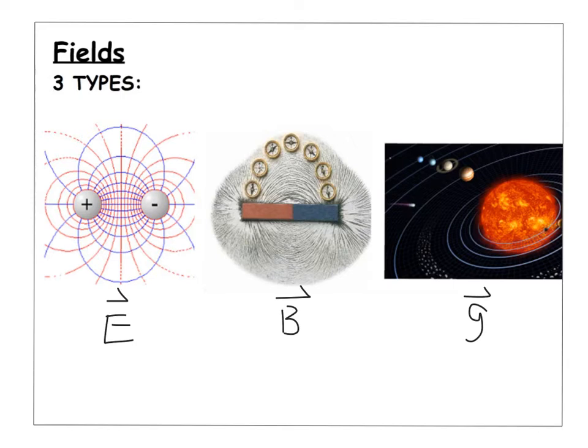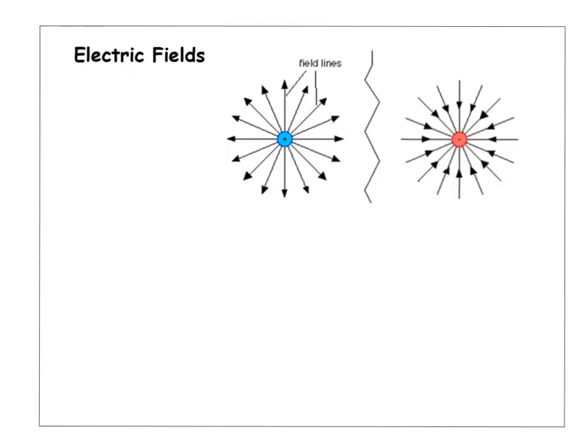So fields express the space between those charged particles or things with mass or those magnets, and give the points of space in between a value. And so by knowing those values, we know what's going to happen between those objects. Now, electric fields are what exists around anything with a charge, and gravitational fields exist around anything with mass. And those are the 2 types of fields that we're going to talk about this week.